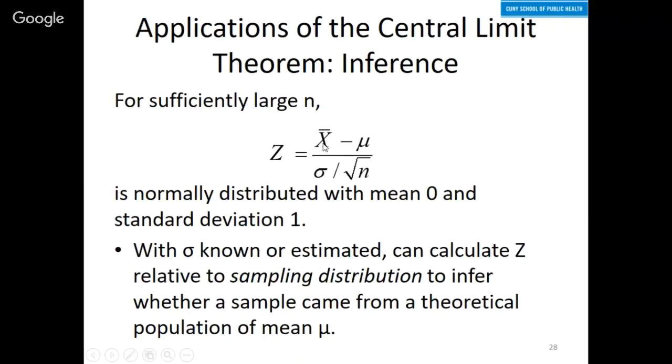So if x bar is many standard errors away from the mean, you would say it is improbable to have come from this population. Or if x bar is pretty close to mu relative to the standard error, you say it's plausible that it came from this sampling distribution.